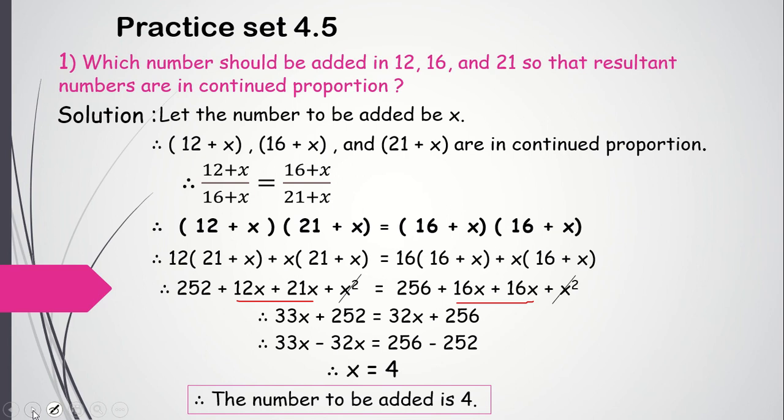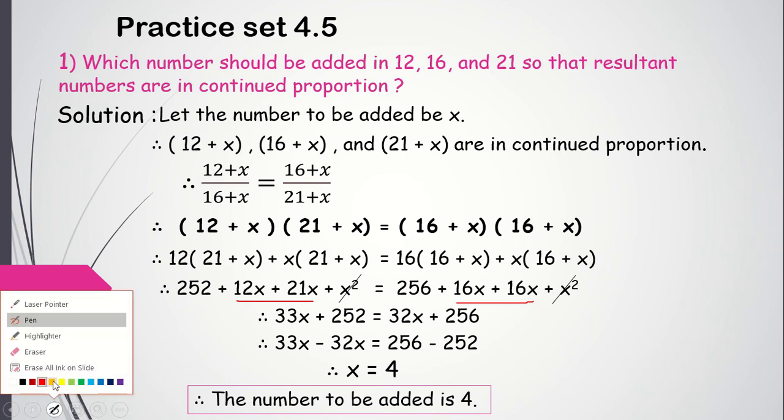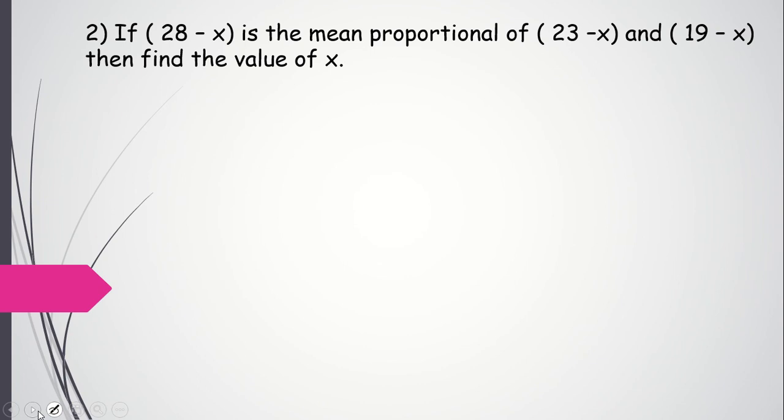This is the final answer. Let's proceed with the next sum. If 28 minus x is the mean proportional. Now the word is mean proportional here. I told you mean proportional, geometric mean or continued proportion. All these three things mean the same thing.